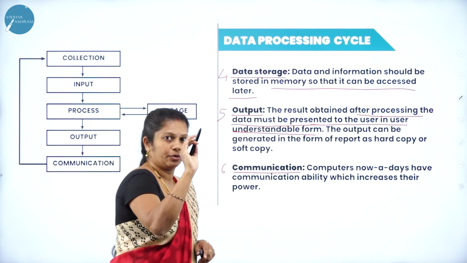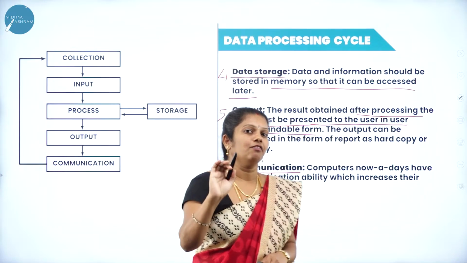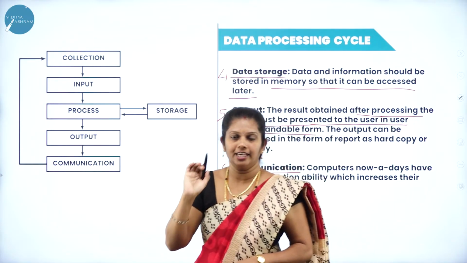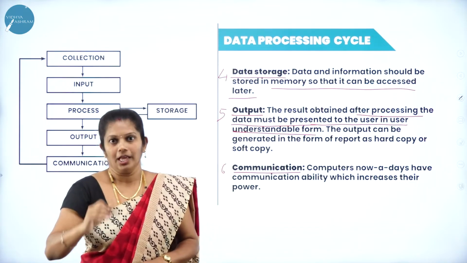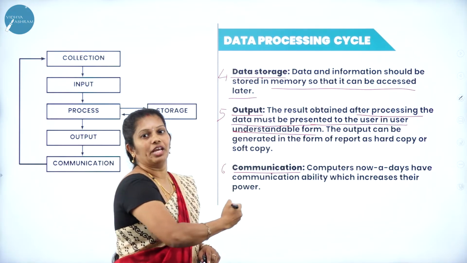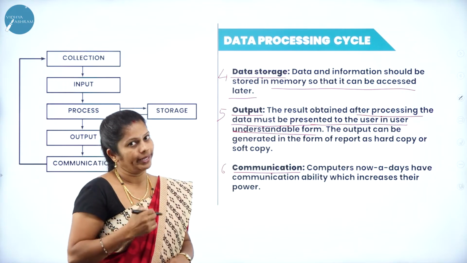Here in the exam, you have to write: explain briefly the data processing cycle. In the first step itself, you have to mention what you mean by data processing. Then afterwards, all the stages you have to explain in your own words, and then you will get the marks.